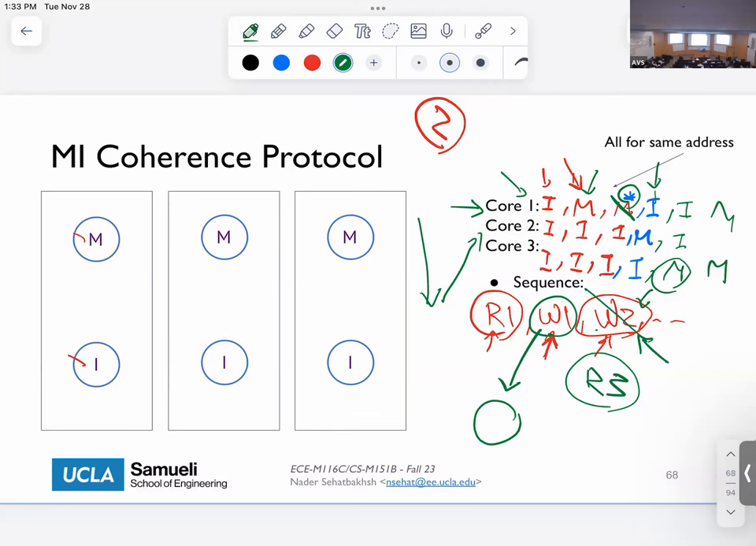So the question is, what will happen if I have core number one and core number three both in M? The problem is this: if core number two, for example, wants to read or write, how do you know which of these has the correct copy that needs to be written back to the main memory? Who gets to say which one is the correct write back data, if they're not the same? I'm actually going to give you the S state, which is the shared state, and that's going to fix this problem. So just hold that thought for a minute, and it's going to be fixed.